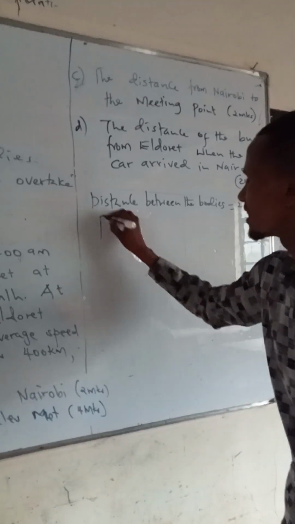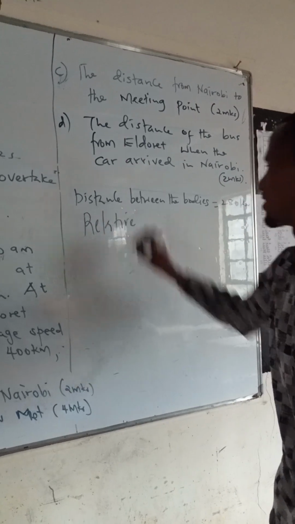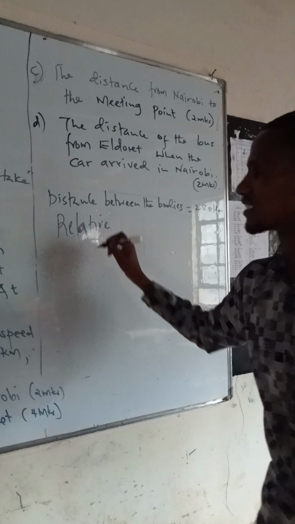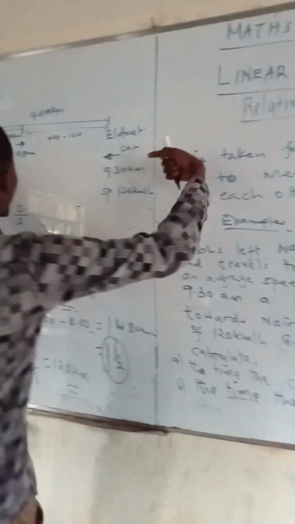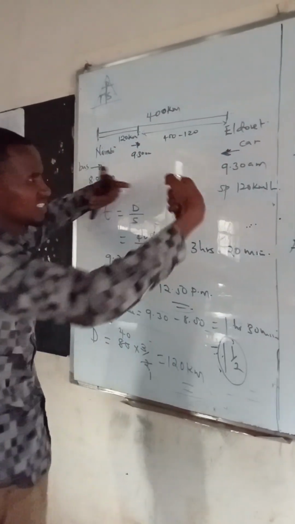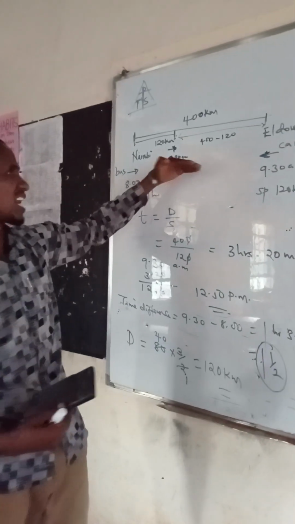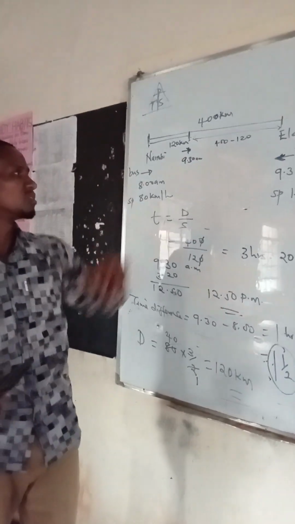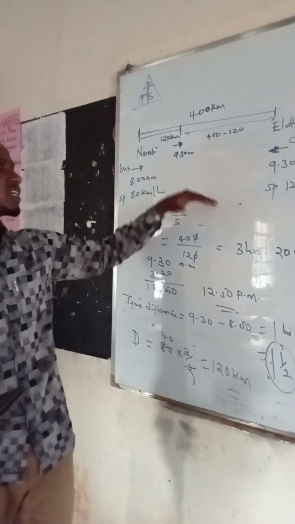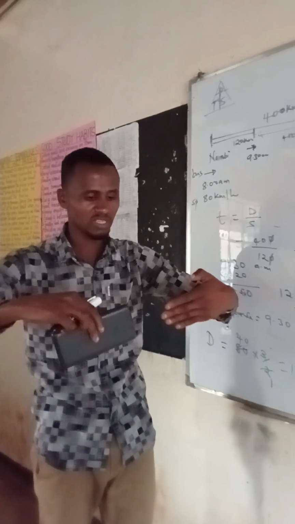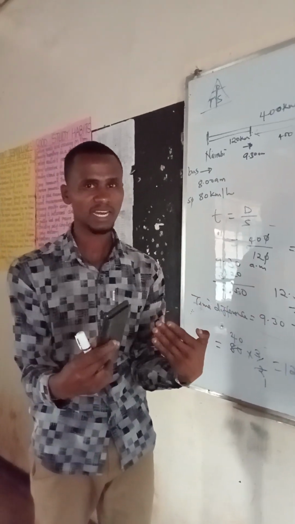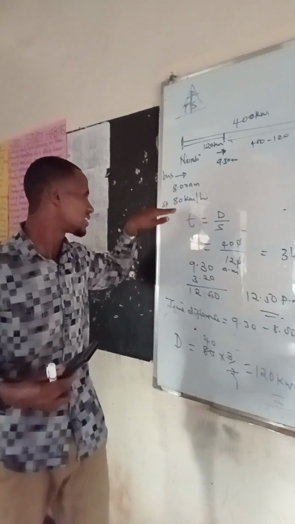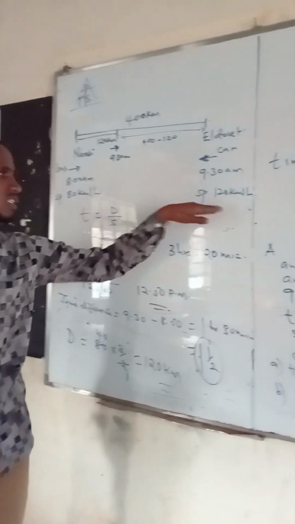Then relative speed. By now you know what we mean by relative speed. You can see that the bodies are moving towards each other, meaning that all of them are contributing to bridge the distance between them. So how do we get relative speed when the bodies are moving towards each other? You add, because all of them are contributing. You add their individual speeds. So this one is 80 kilometers plus 120 kilometers.